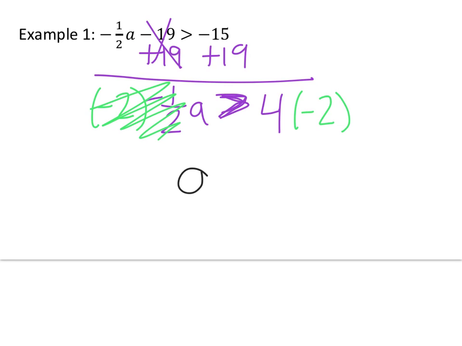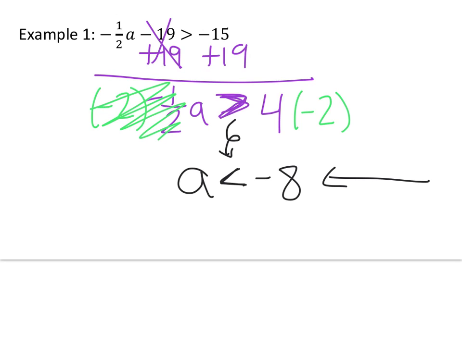I'm left with a on this side. Now I multiplied both sides by a negative number, which means this sign right here is going to flip. So instead of being greater than, we now have less than. And then 4 times negative 2 is negative 8. So we just solved this inequality.